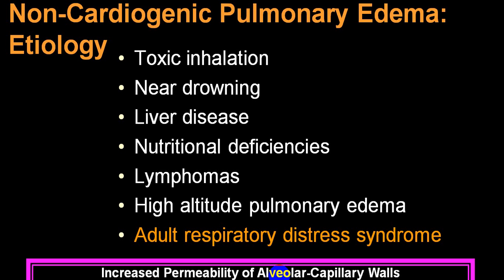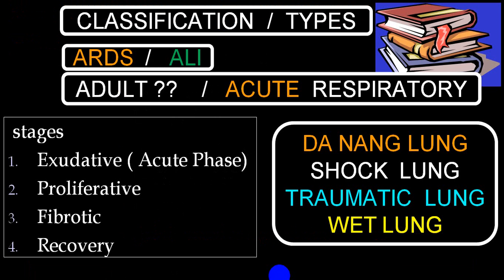You will come across a good number of conditions which will give rise to non-cardiogenic pulmonary edema, like toxic inhalation, near drowning, liver disease, nutritional deficiency, lymphomas, high altitude pulmonary edema, and one of the classical ones, which we are going to discuss today, is acute respiratory distress syndrome. Now that the word adult is gone. You can divide into ARDS and ALI. By and large, we don't use the word adult, we always use the word acute respiratory.